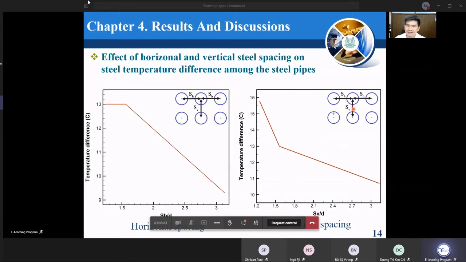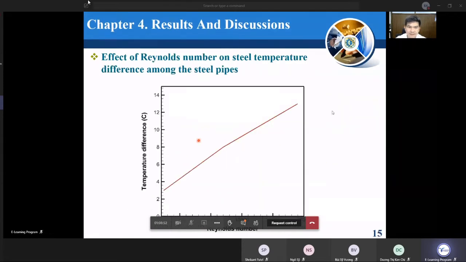But we cannot get as many steel pipes in the bundle. So even though it can reduce the difference, between 13 and 10 or 9 is not so much, and then we can keep this amount of steel pipe, and then we can just enhance the steel amount.